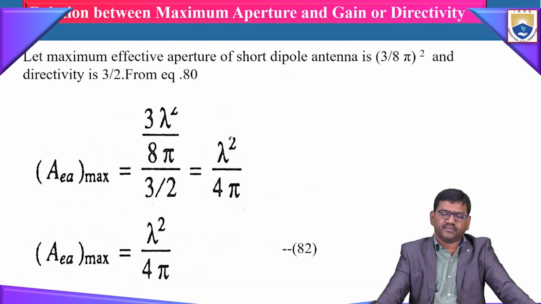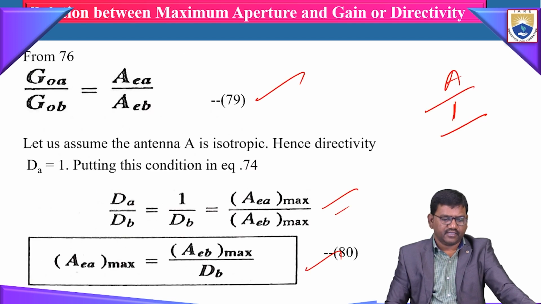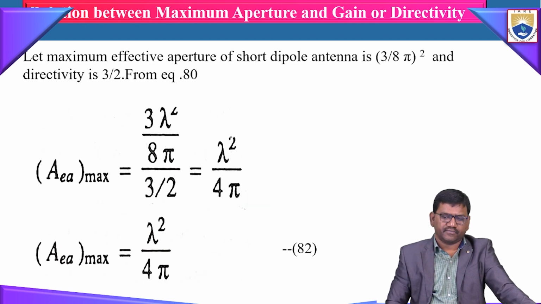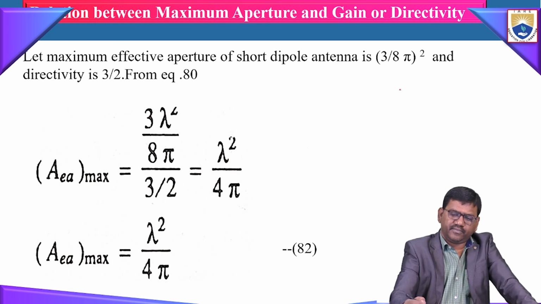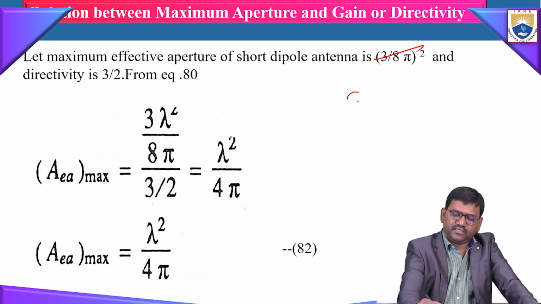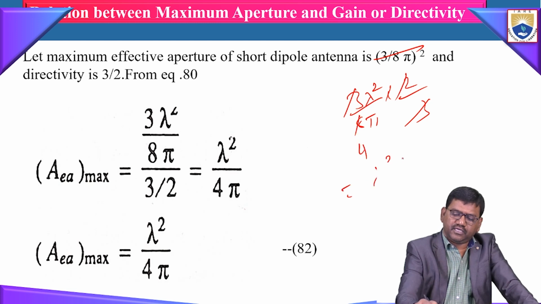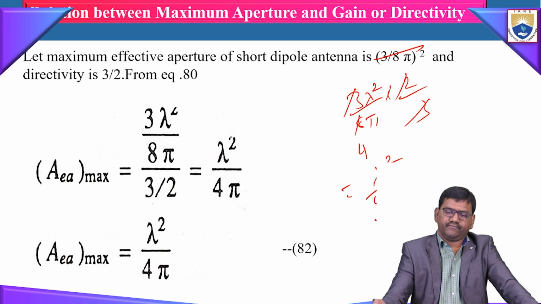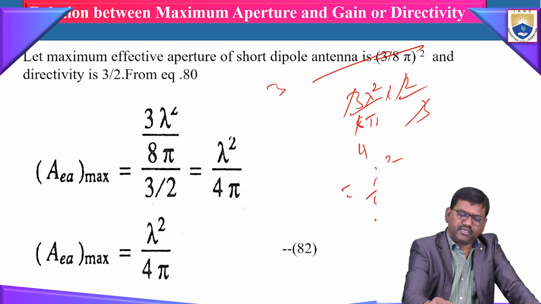Now let us make some assumptions here. Let the maximum effective aperture of a short dipole antenna be 3 lambda square by 8 pi, and the directivity is 3 by 2. So from this equation we can write AEA max equal to AEB max by DB, so 3 lambda square by 8 pi into 2 by 3. The 3 gets cancelled, and you will get 2 into 2 is 4, so lambda square by 4 pi.